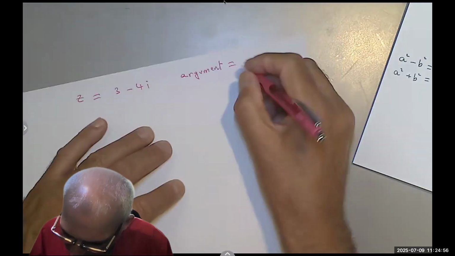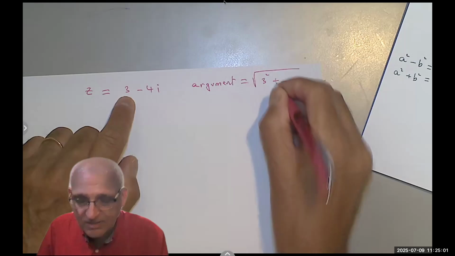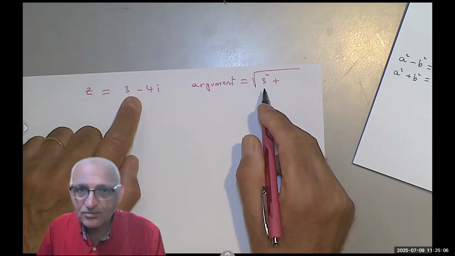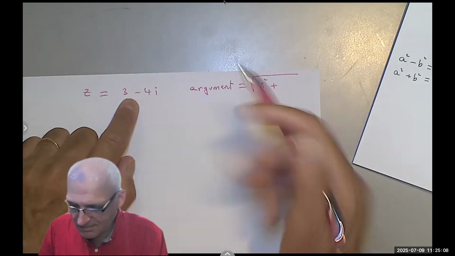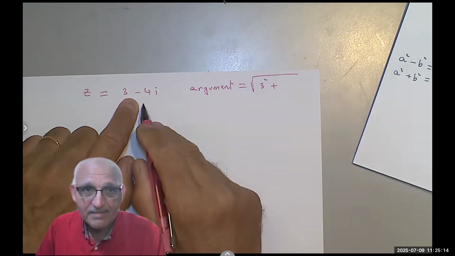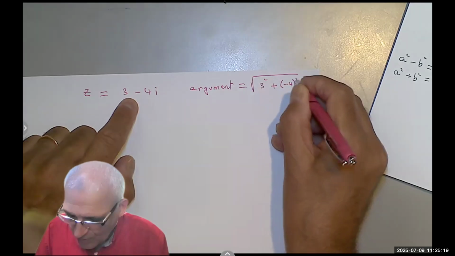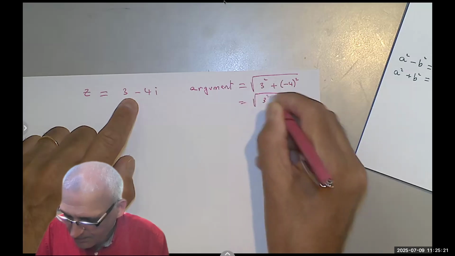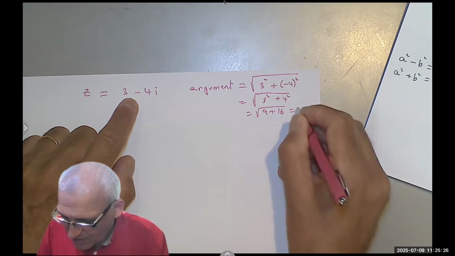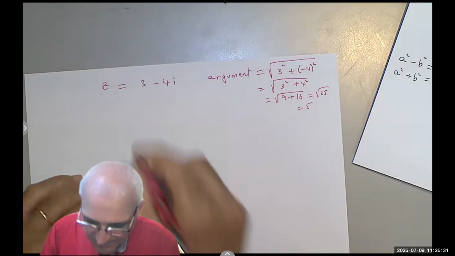So we would say the argument would be the square root of 3 squared plus, always plus. I see people say minus 4 squared. No, no, no, no. The quantity under the radical cannot be negative, meaning it cannot be imaginary or complex. So plus negative 4 quantity squared. It's the square root of 3 squared plus 4 squared, or the square root of 9 plus 16, or the square root of 25, or 5. So the argument of this thing is 5.